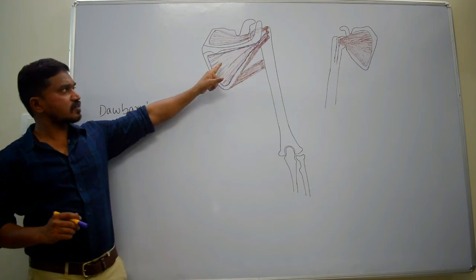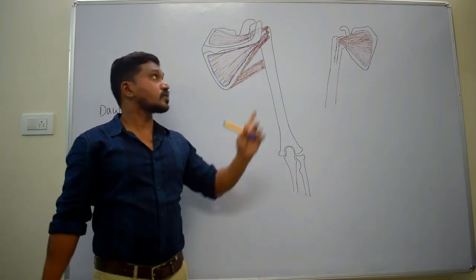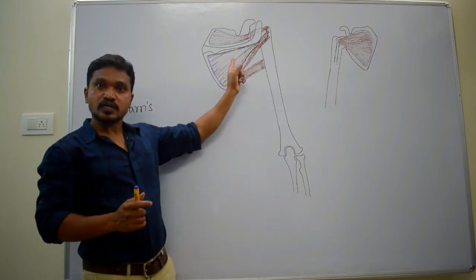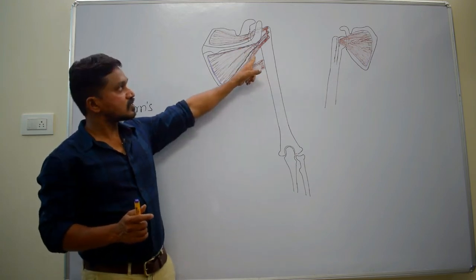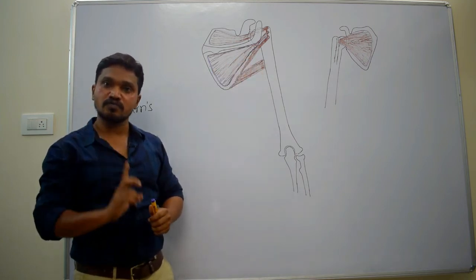What is the action of the infraspinatus muscle? The infraspinatus muscle is a lateral rotator of the shoulder joint. You remember that. That is sufficient. Then what is the nerve supply? Suprascapular nerve only. After that, what is this muscle? Teres minor muscle. Teres minor muscle is also a lateral rotator of the shoulder joint.